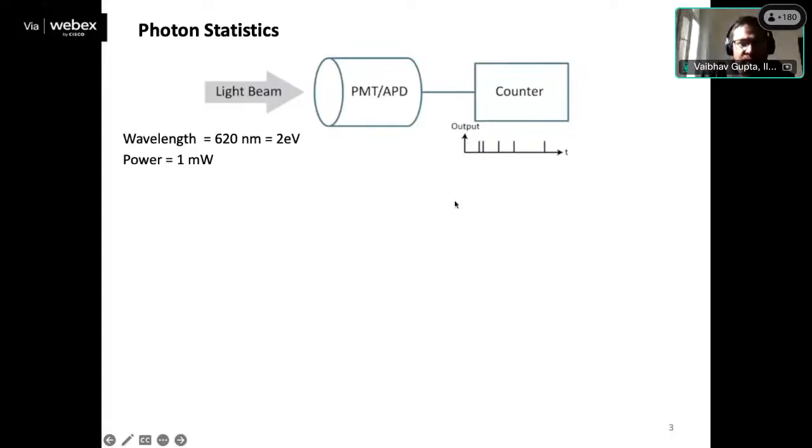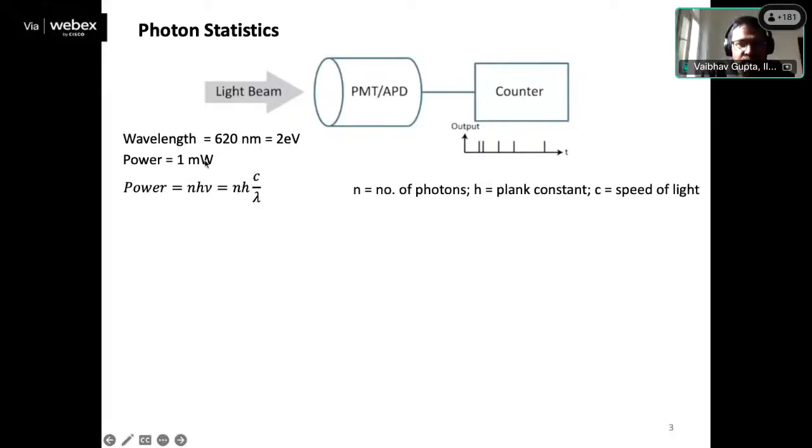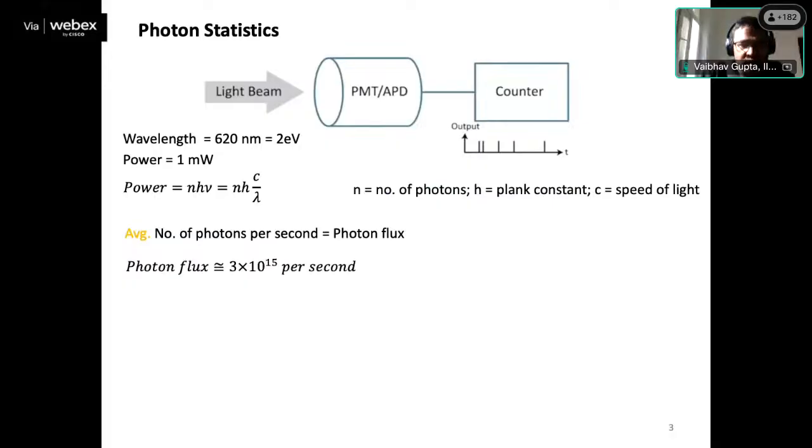Suppose I have a light beam which has a wavelength of 620 nm and energy of 2 eV, and the power is 1 milliwatt. So I can actually calculate how many photons I have per second in this beam. Since power is n times h nu, I can find n. So the average number of photons is roughly 10 to the power 15 in 1 second in this laser beam.